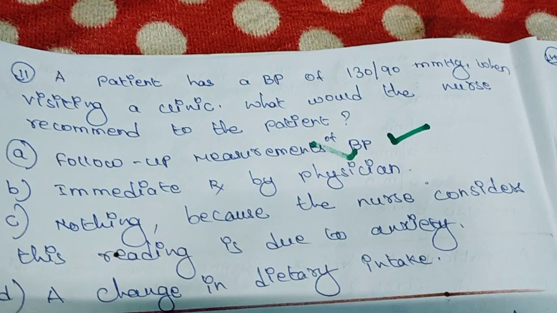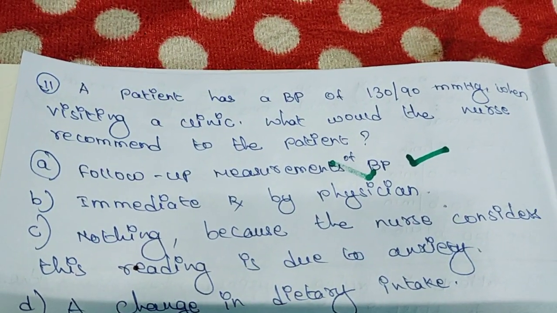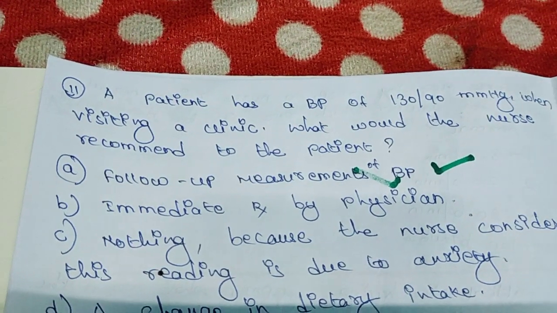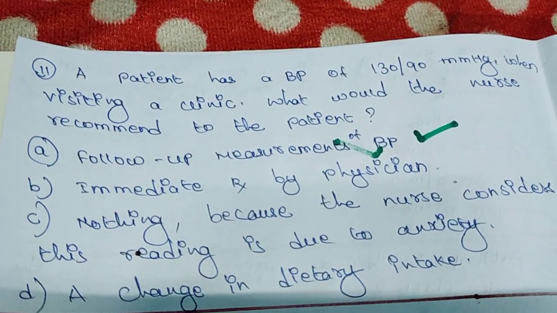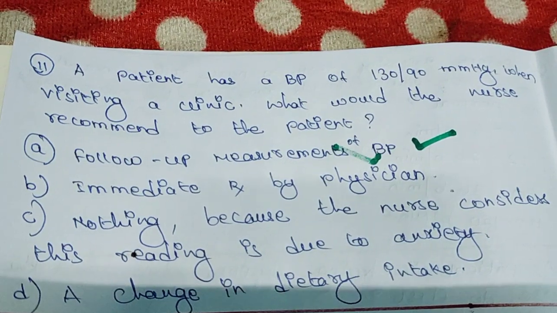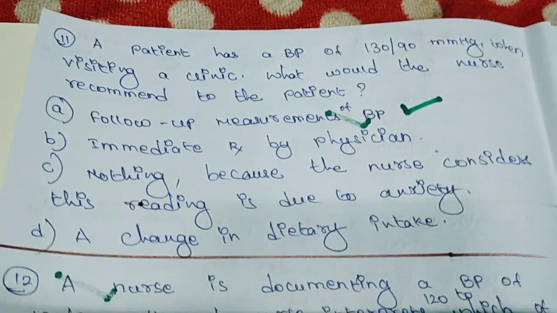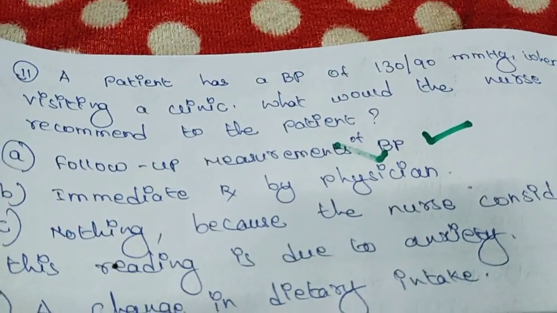Because for a person to be diagnosed as hypertensive, they should have this higher blood pressure, more than 140 by 90, for more than 2 to 3 visits. So it needs to be persistent. They need to follow up the measurements of the BP in the regular visits so that they can rule out if they are suffering from high blood pressure.